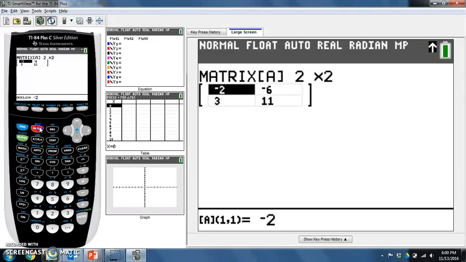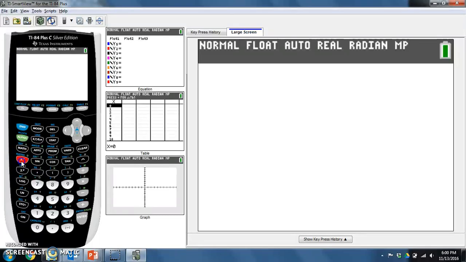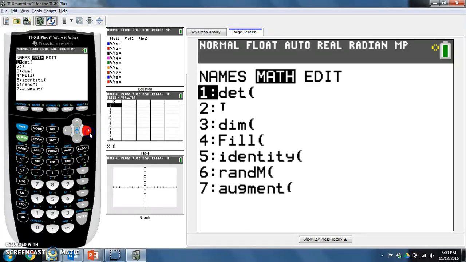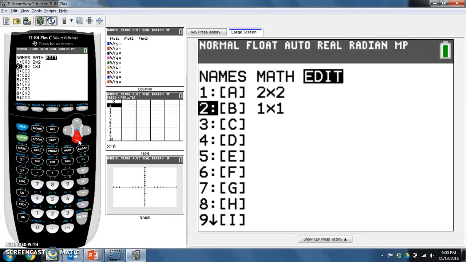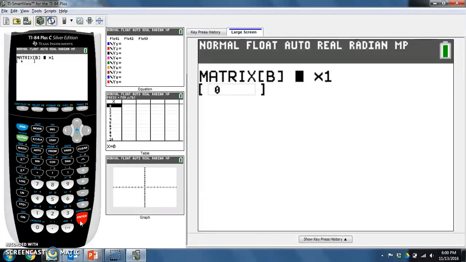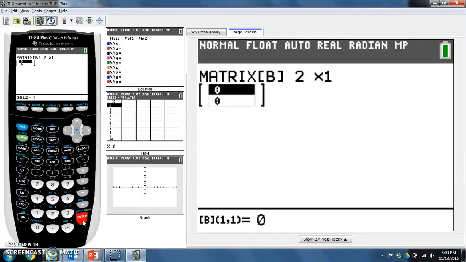So we hit second mode to quit. Go back to our matrix menu. Go back to edit. Now we're going to do B, which was the constants at the end, which was what our actual equations equaled. So enter. That one was a 2 by 1, 2 rows by 1 column. And our constants were 0 and 4. Now hit second mode to go back to the main menu.